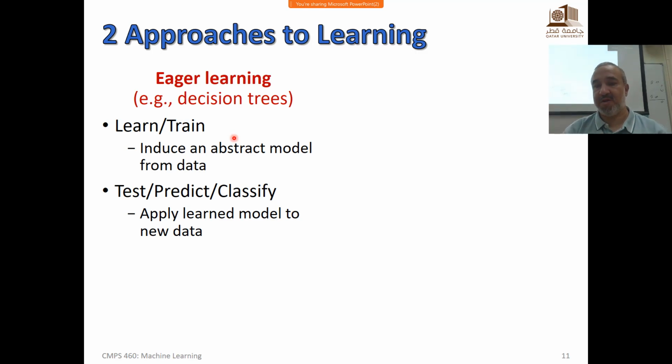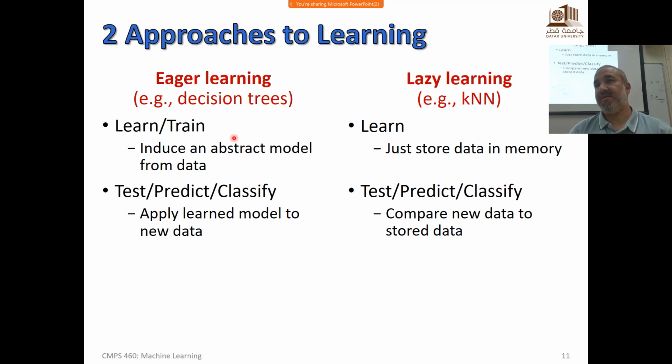There's another type of learning called lazy learning. In lazy learning, we just store the data in training. We don't have a model in training, but we use the entire data in classification or prediction. So in prediction, we compare whatever we want to predict for with the stored data. That's lazy. Why is it called lazy? Because it doesn't do anything in learning, in training. It does everything at prediction time. Okay?